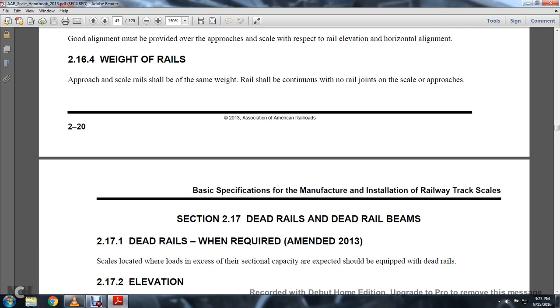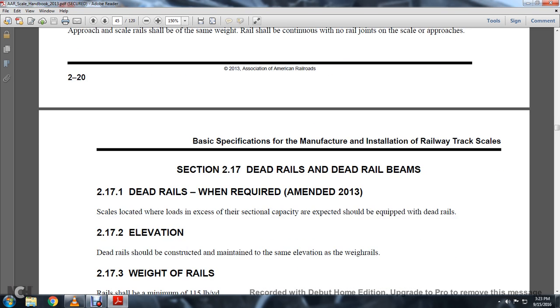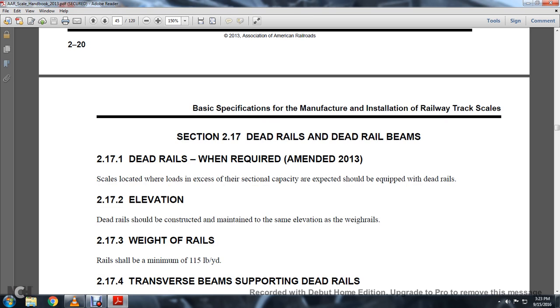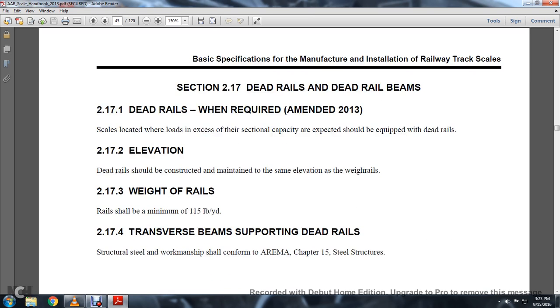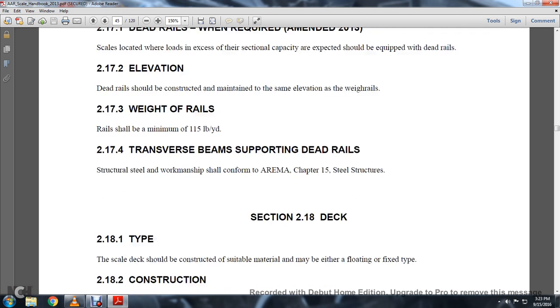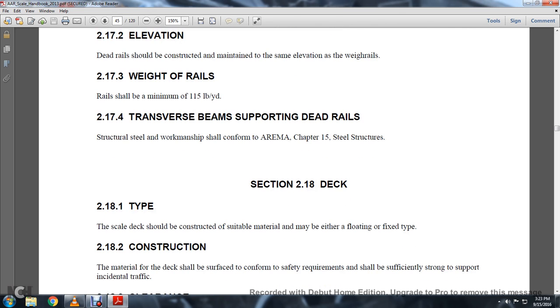Section 217, dead rails and dead rail beams. 217.1 Dead rails, when required, amended 2013. Scales in excess of the sectional capacity shall be equipped with dead rails. 217.2 Elevation. Dead rails should be constructed and maintained at the same elevation as the way rails. 217.3 Weight of the rails. The rails should be a minimum of 115 pounds per yard. Transverse bottom of supporting dead rails. Structural steel workmanship shall conform to AREMA Chapter 15, Steel Structures.